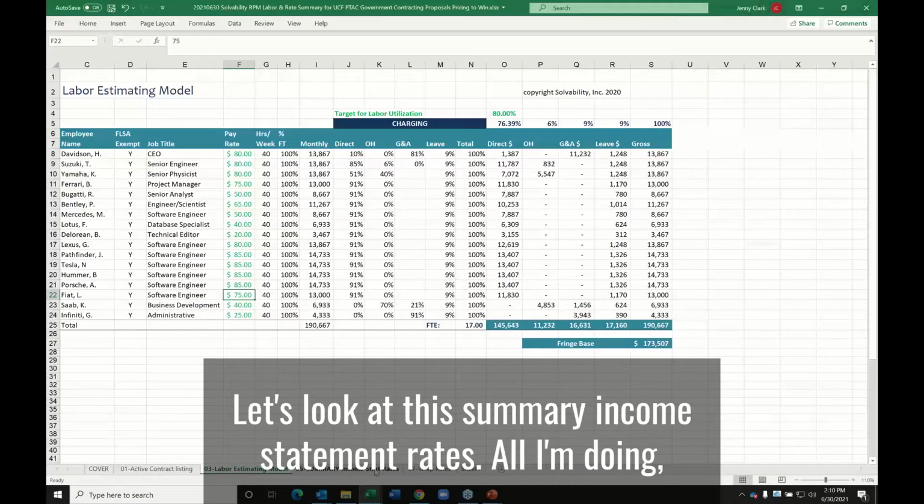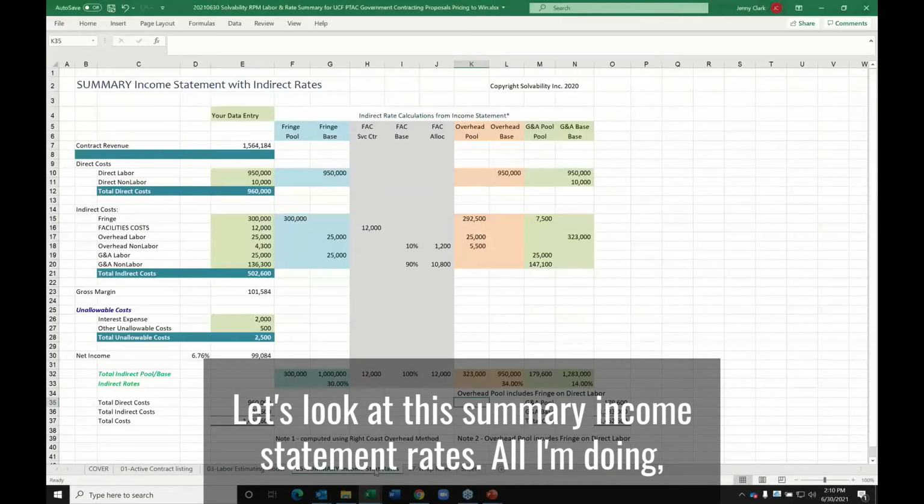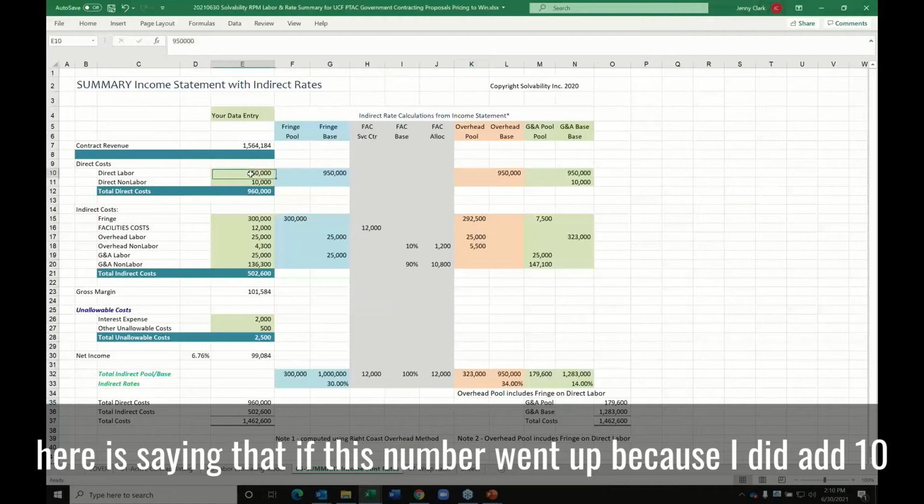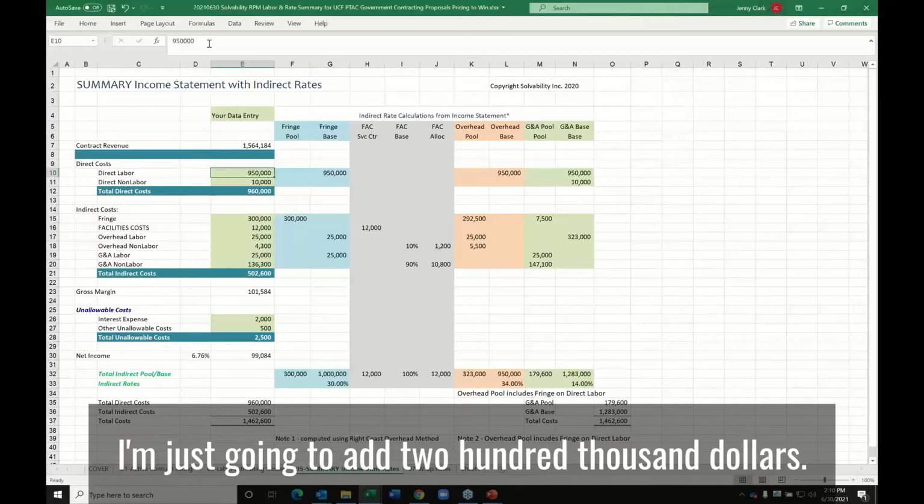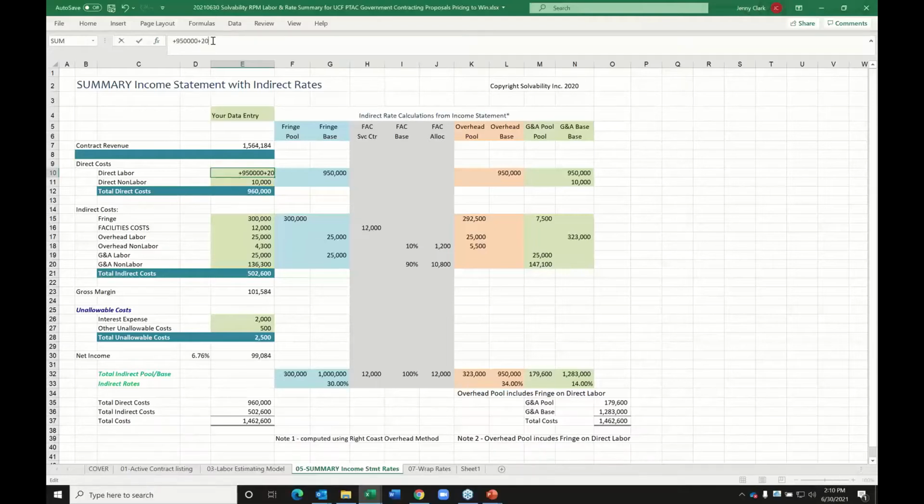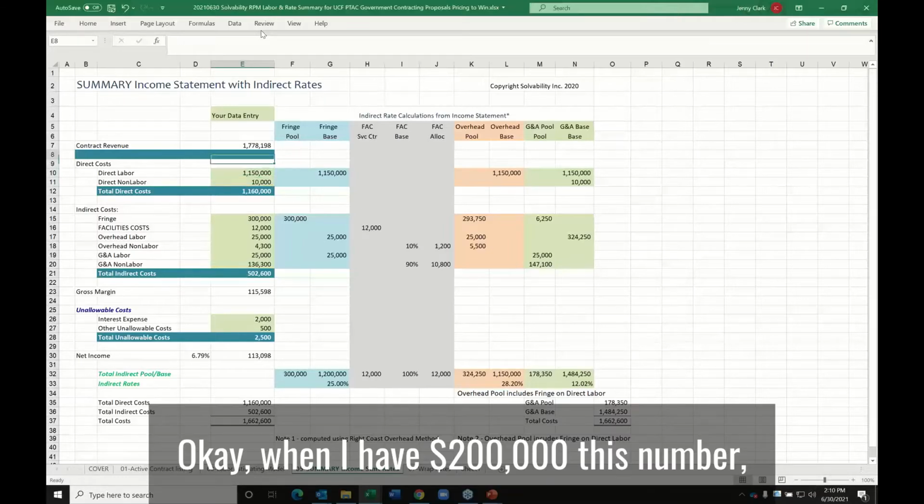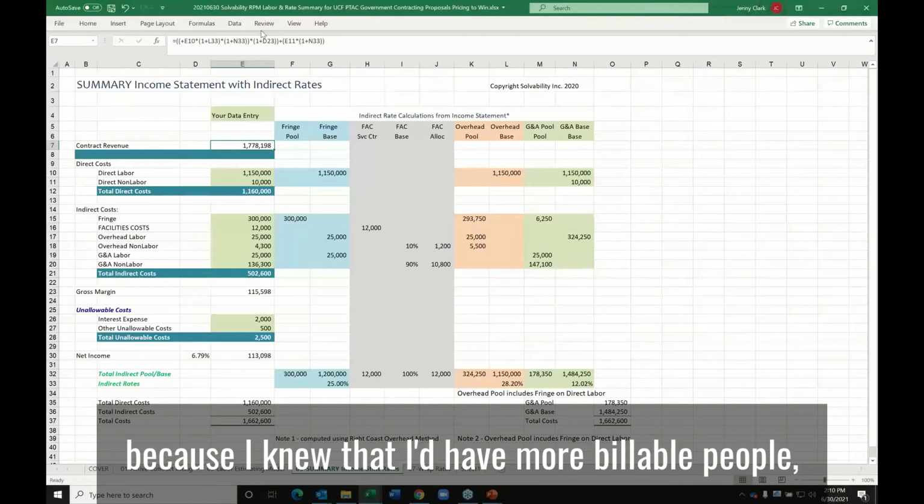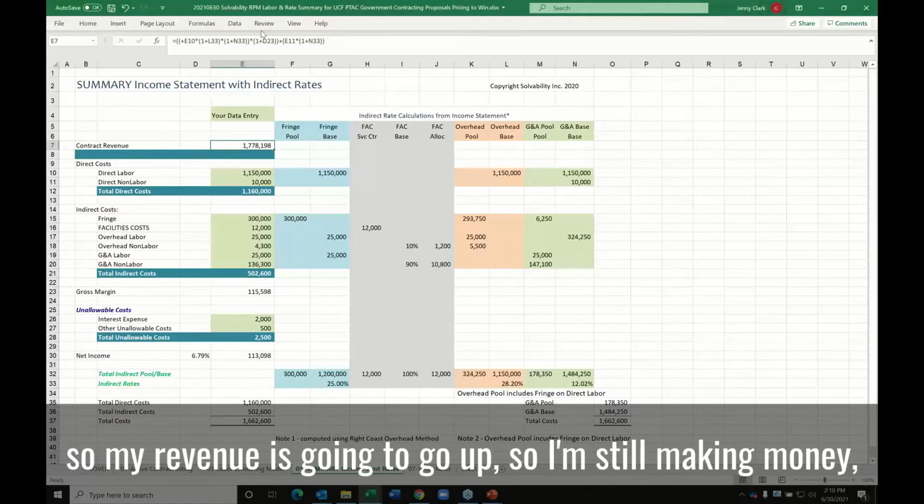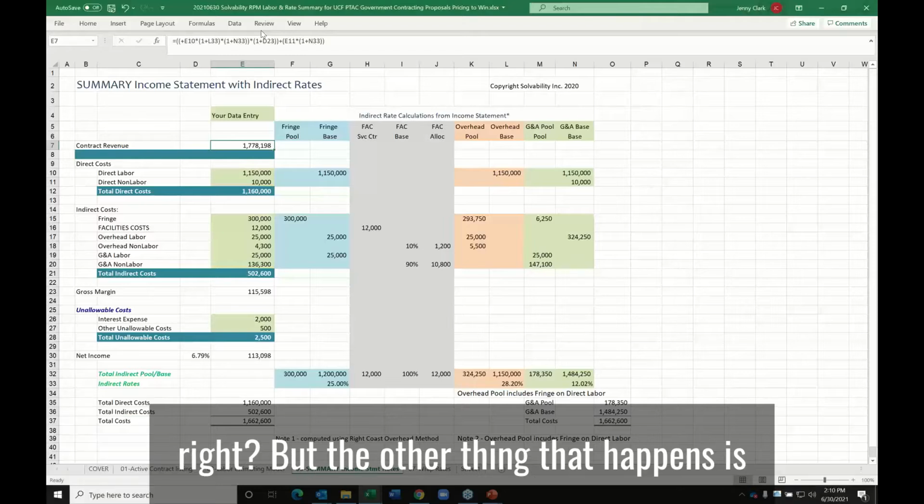Let's look at the summary income statement rates. All I'm doing here is saying that if this number went up, because I did add 10 people, let's say it went up to, I'm just going to add $200,000. Okay, when I have $200,000, this number I have it set so it goes up, that I make more revenue, because I knew that I'd have more billable people, so my revenue is going to go up. So I'm still making money, right?